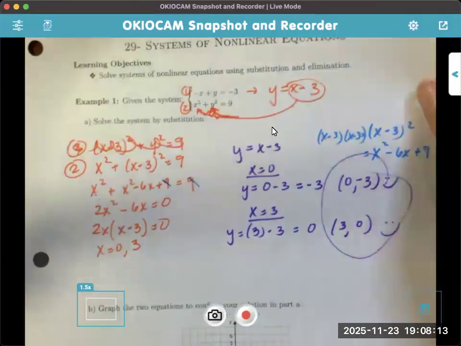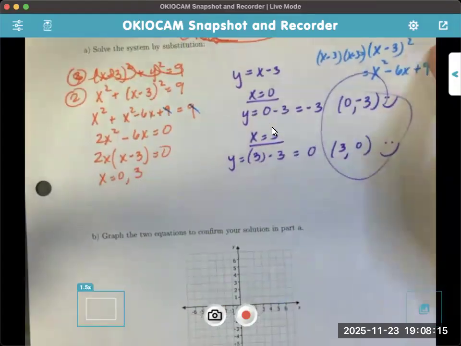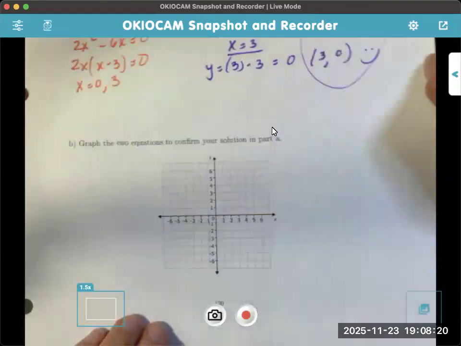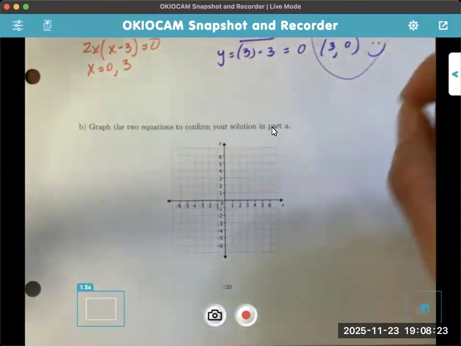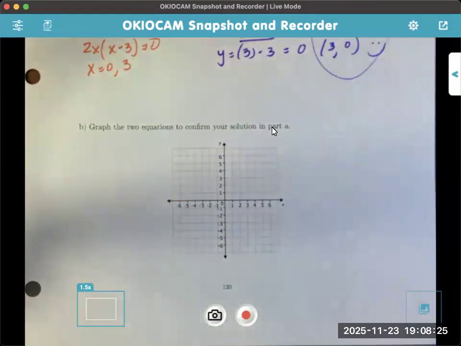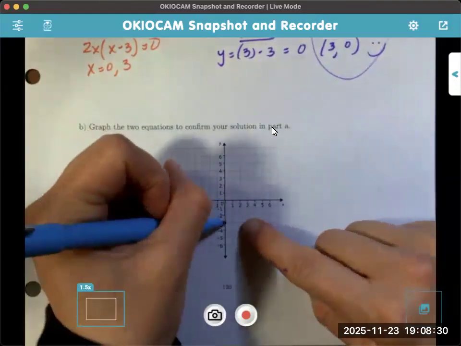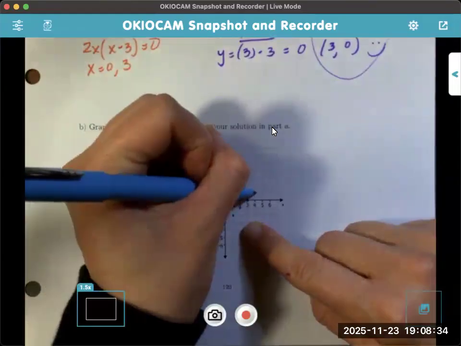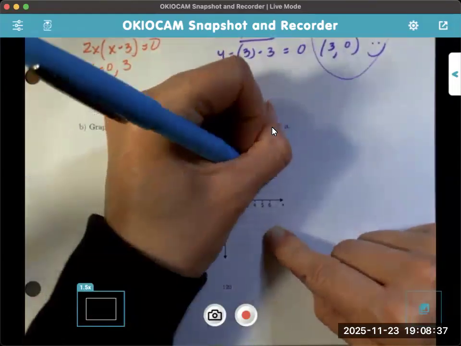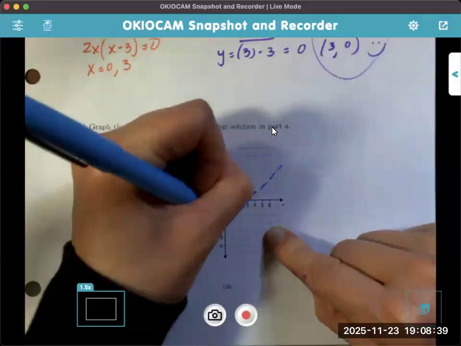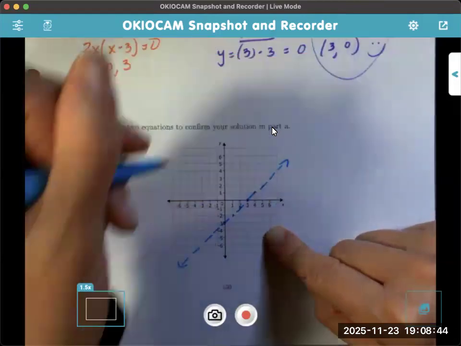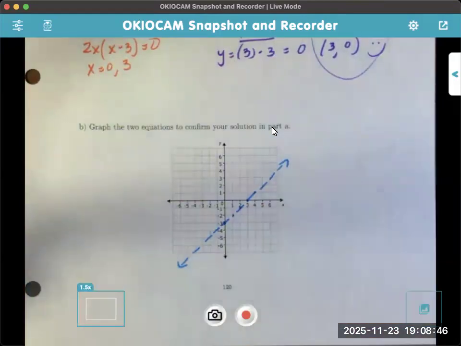Part B says to graph the two equations to confirm. So I want y'all to pause the video and try it yourself and press play when you're ready. Okay, let's see. So I've got y equaling x minus 3. So that's negative 3 up and over, up and over, up and over, right? Essentially just the identity line moved down 3. So there is the equation 1.